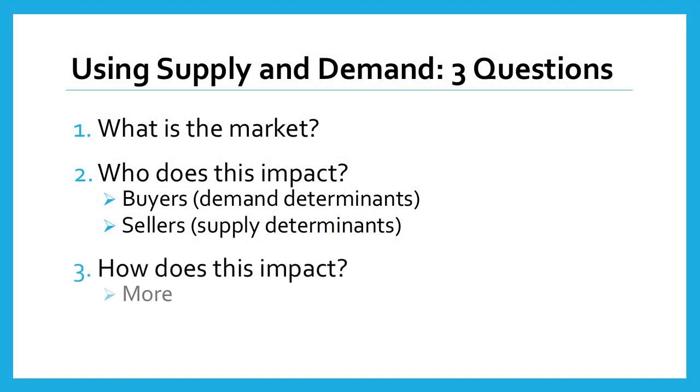Input price. Third question. How does it impact them? Are they going to want to sell more or less pizzas? Well, if the price of cheese goes down, and I'm selling pizzas for $5 a slice, I can produce more pizzas for profit because the cheese prices have gone down. So I'm going to want to produce more pizzas. So the answer to 2 is sellers, and the answer to question 3 is more pizzas.